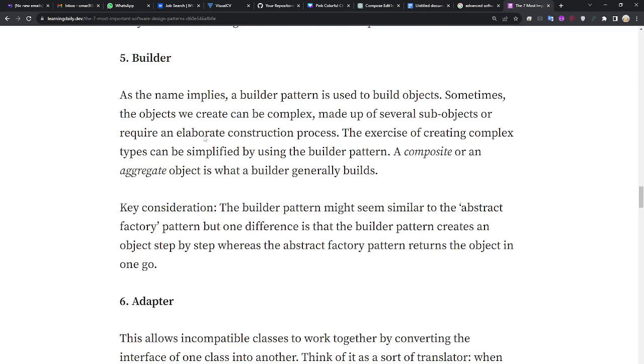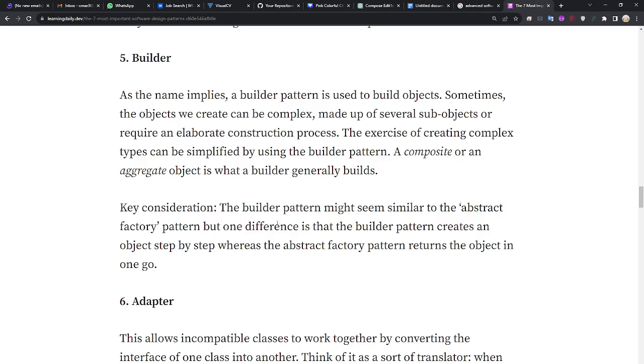البيلدر, as the name implies, كما يشير الاسم. A builder pattern is used to build objects, عشان يبني object. Sometimes the objects we create can be complex, ممكن تبقى معقدة, made up of several sub-objects or requiring an elaborate construction process. The exercise of creating a complex type can be simplified by using a builder pattern. A composite or an aggregate object is what a builder generally builds.